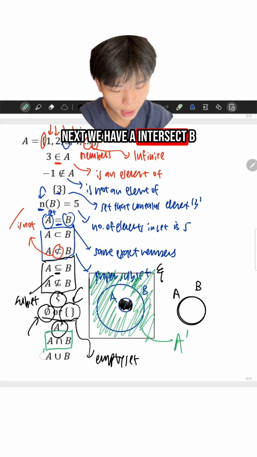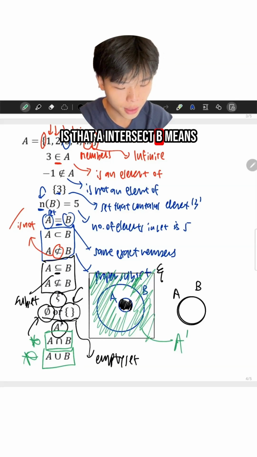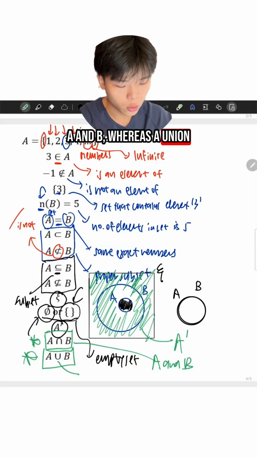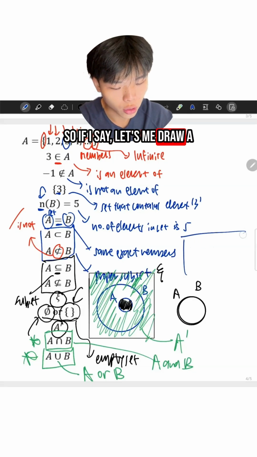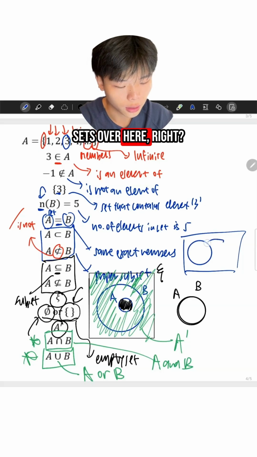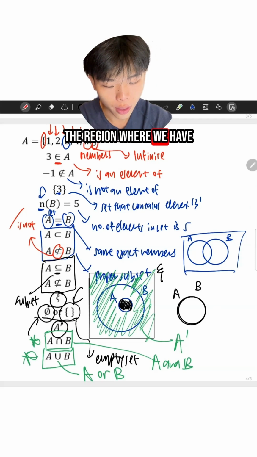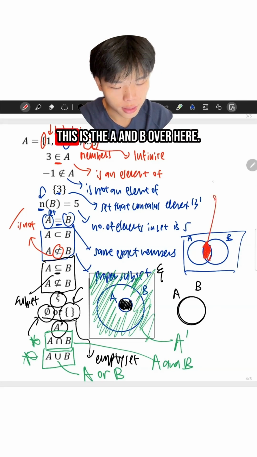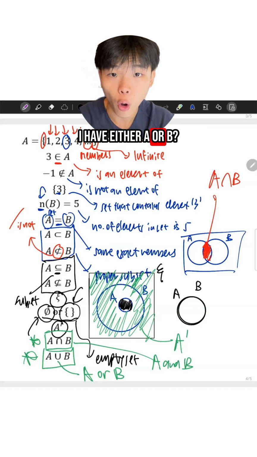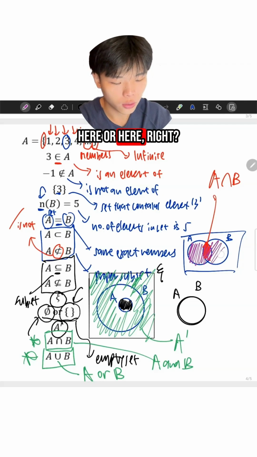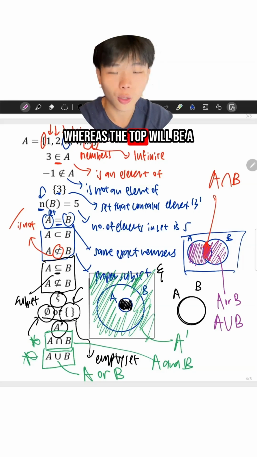Next, we have A intersect B and A union B. What these last two things actually mean is that A intersect B means A and B, whereas A union B means A or B, right? That's the difference between these two. Let me draw a Venn diagram over here, and let's say I have two sets over here, A and B. If I say, where is the region where we have A and B, right? The region where we have both A and B present would be here. This is the A and B over here. Whereas if I say, where is the region where I have either A or B? A or B would be here or here, right? Because both purple regions have either A or B. So this will be A union B, whereas the top will be A intersect B.